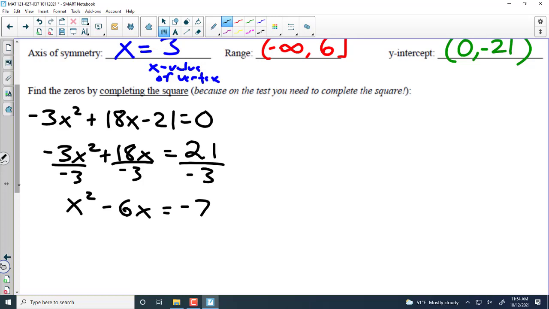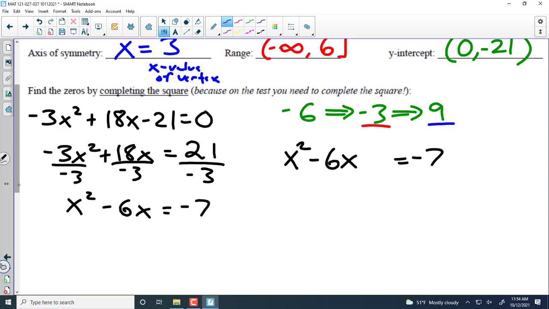Now you don't apply the square root property yet. This is when we take that special number, cut it in half, and square it. What's the number I write off to one side here? Negative 6. I cut it in half. Negative 3. I square it. 9. Both the 9 and the negative 3 are of interest to me. The 9 is the number I add to both sides of the equation. But it's the negative 3 that tells me how to factor the left-hand side.